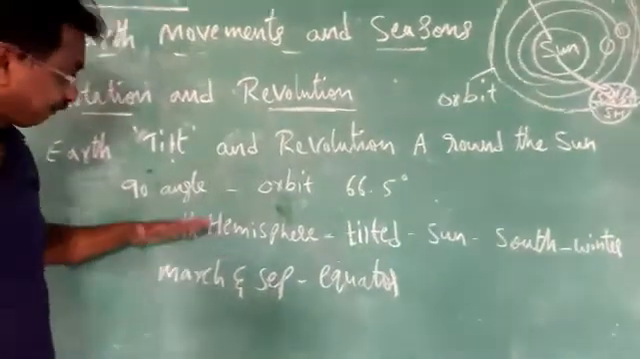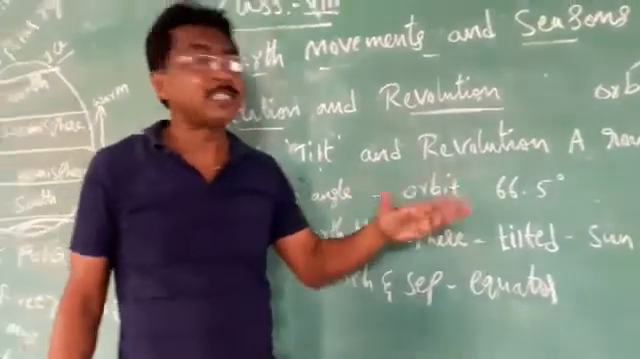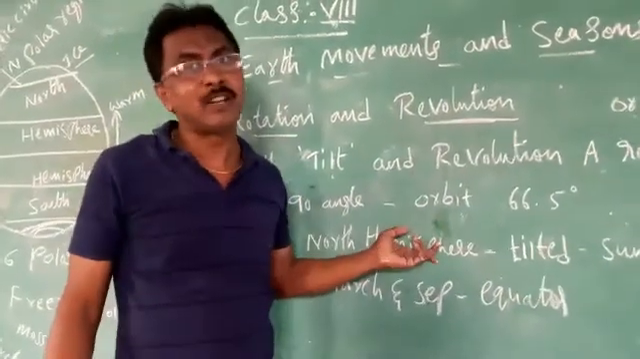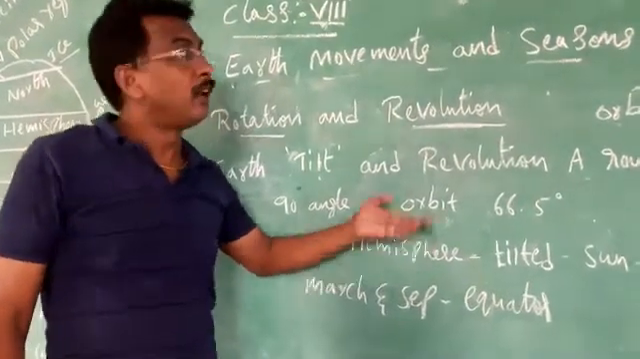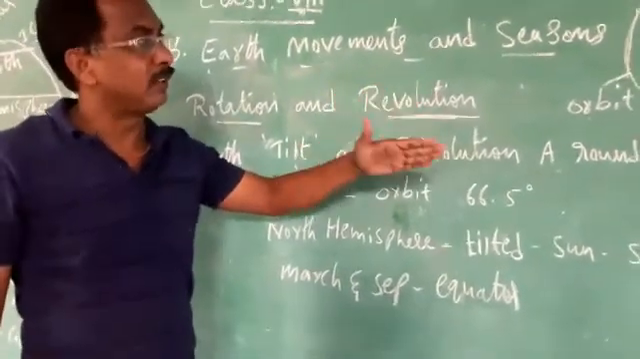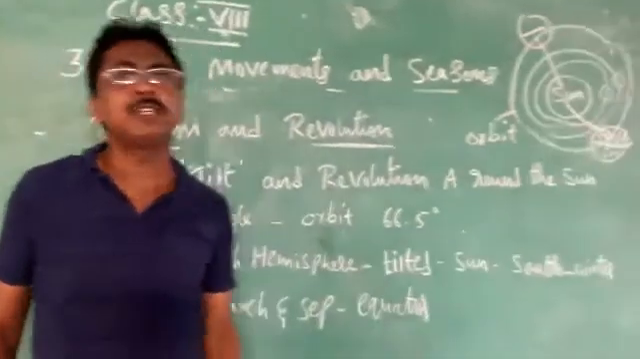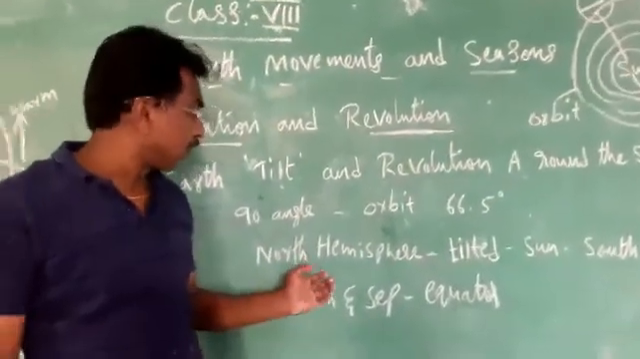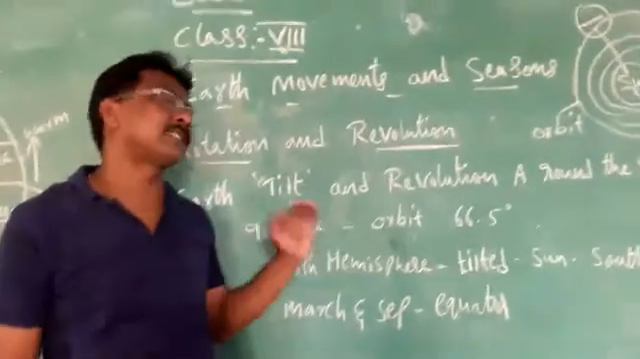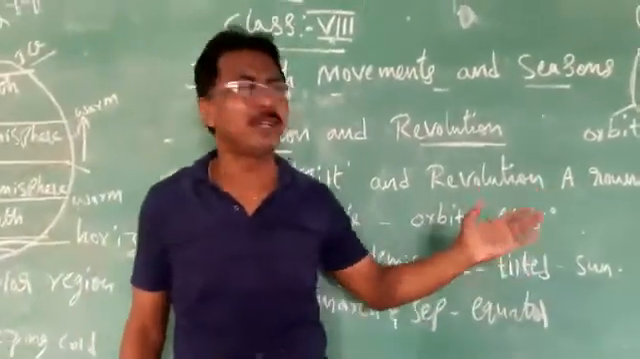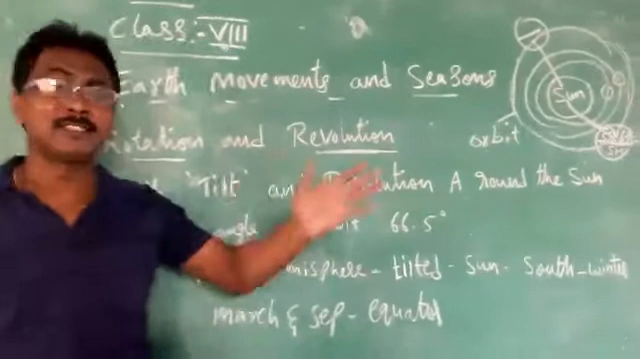And why? Because every 6 months the changes will happen. North hemisphere 6 months and the south hemisphere 6 months. Here you see, I told you. So for 6 months the sun rays will be in the north hemisphere, and for 6 months the sun rays will be in the south hemisphere.